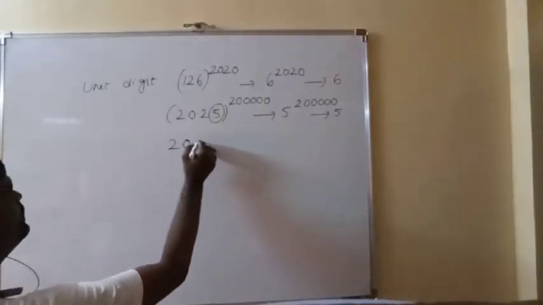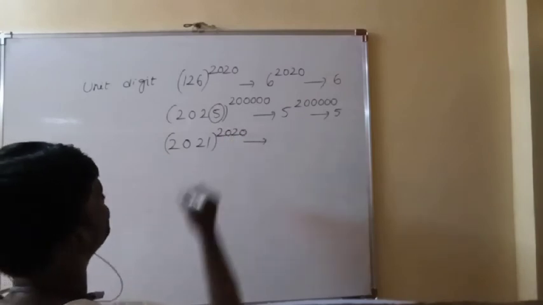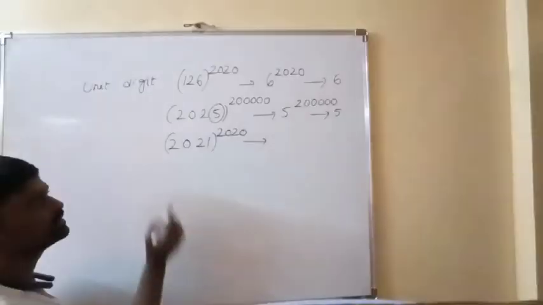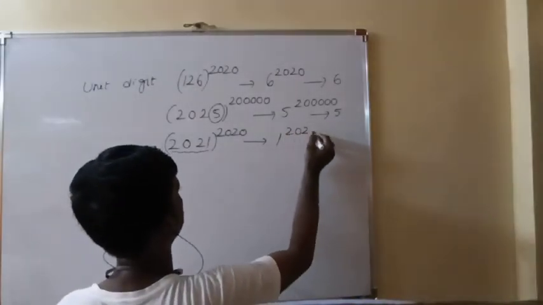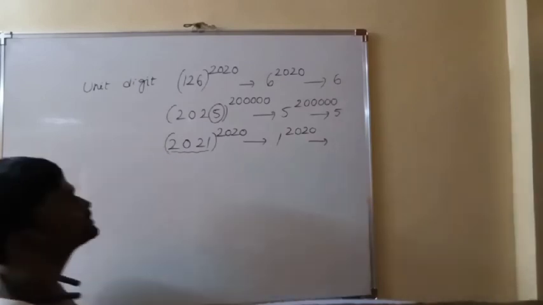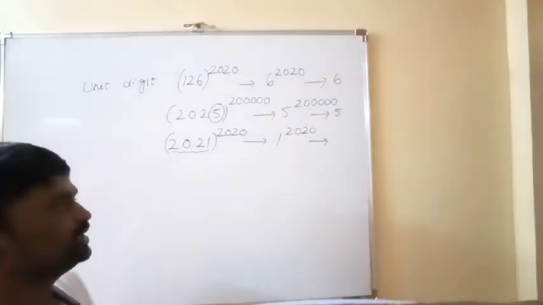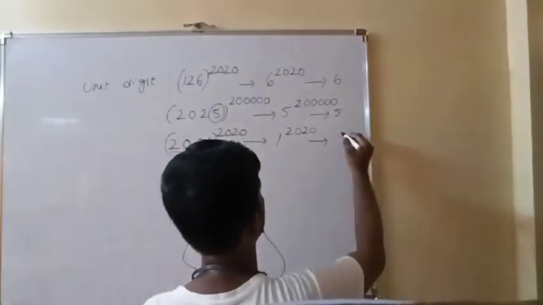So what is the unit digit in 2021 power 2020? What is the unit digit in the base 2021? 1. So 1 power 2020. So the unit digit in 2021 whole power 2020 is the same as the unit digit in 1 power 2020, which is 1.